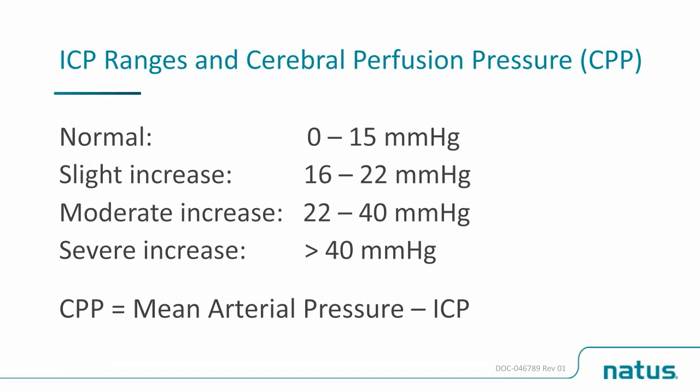We use ICP to calculate and monitor cerebral perfusion pressure, or CPP, to ensure that the brain is getting adequate blood flow. CPP is found by subtracting the ICP from MAP. As you can see by the equation, in order to have a positive perfusion pressure, MAP must always be greater than ICP. If ICP is greater than MAP, blood cannot flow into the brain and perfusion is compromised.